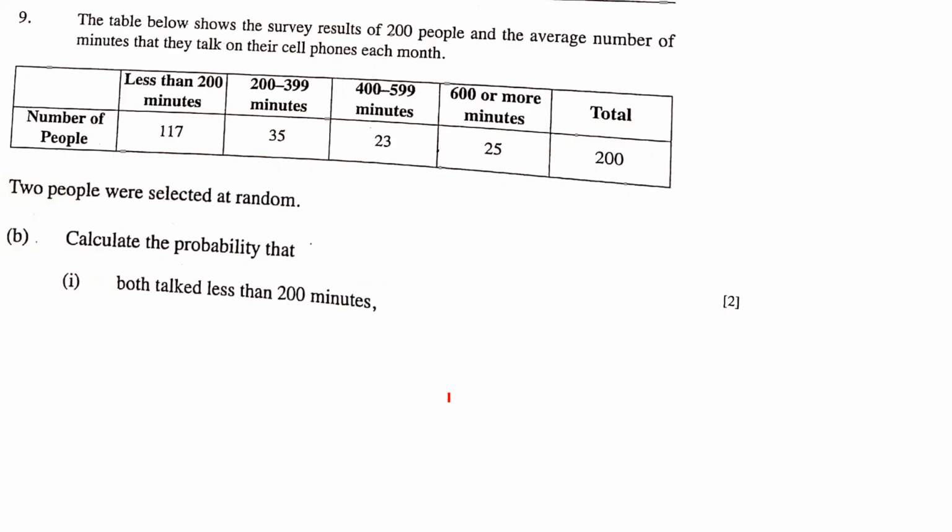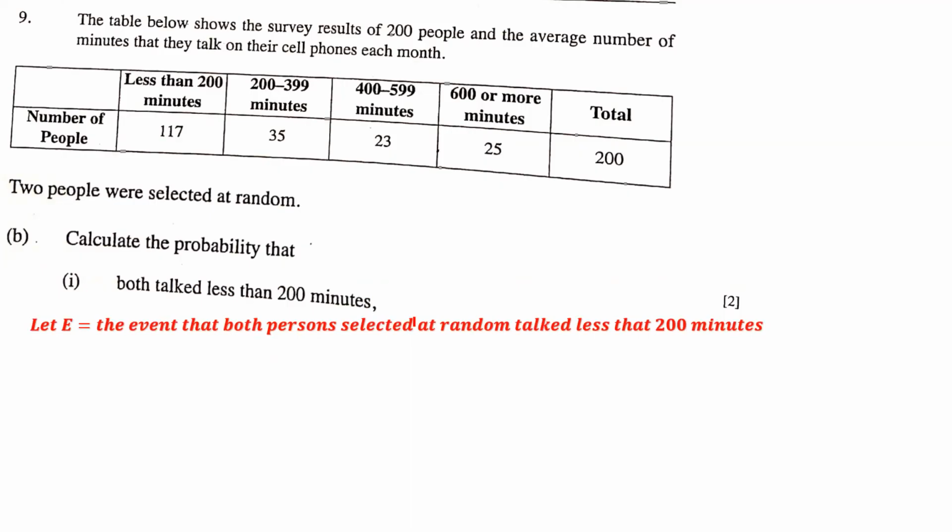Here we have the event that both persons selected at random talk less than 200 minutes. So the probability of E, which is the probability that both talk less than 200 minutes, is going to be 117 over 200. So this is going to be the first person. If we look at it, 117 persons talk less than 200 minutes. So this is the first person that we selected. So 117 over 200, that's going to be the probability that the first person selected talked less than 200 minutes.